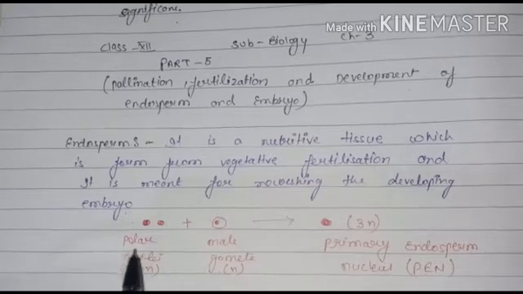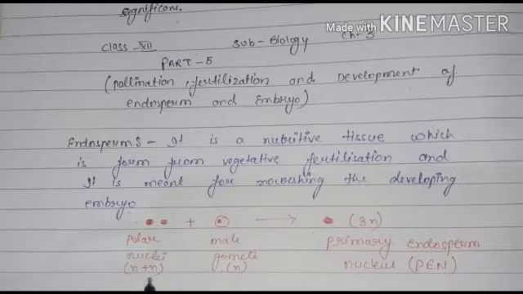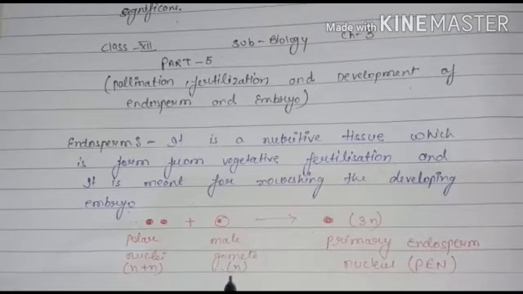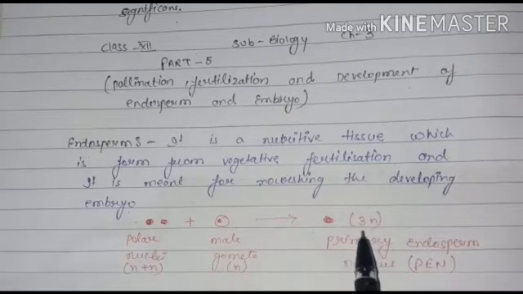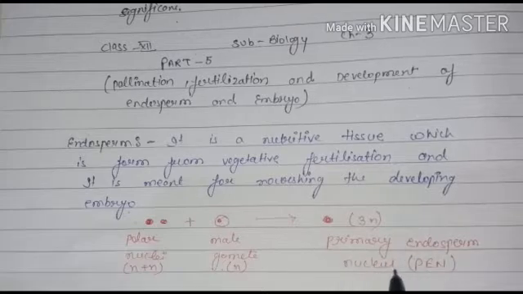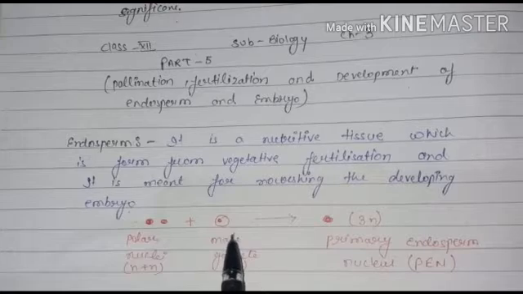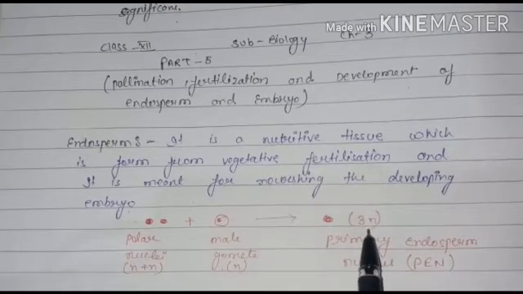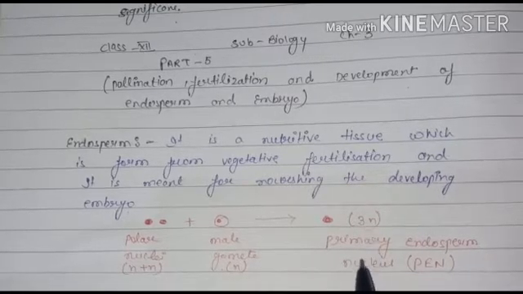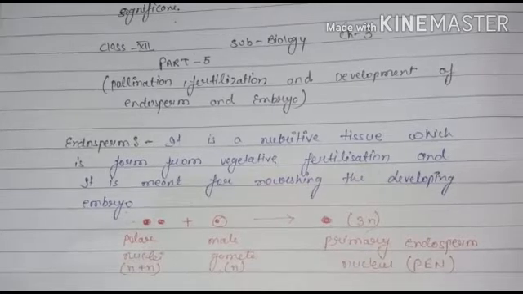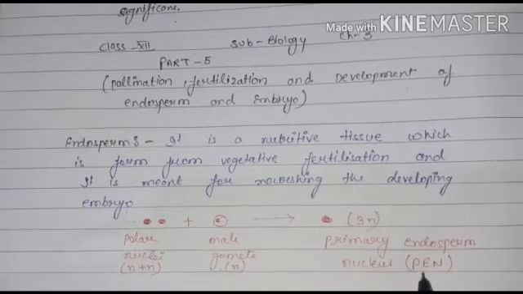So how is it formed? Two polar nuclei, that means N plus N, and one male gamete, that is N, fuse and form the primary endosperm nucleus, that is 3N. Fusing two here and one here, it forms 3N. Endosperm is always triploid. The primary endosperm nucleus, in short form, we call PEN.